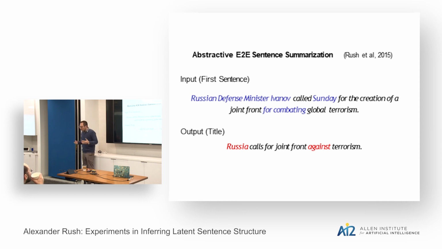The other problem we work on is natural language generation. We introduced some of the first models for neural abstractive summarization. These are models that take in a source sentence, in this case, and produce a shorter sentence. This uses extensions upon the neural machine translation structure I've shown so far. So given a sentence like "Russian Defense Minister Ivanov called Sunday for the creation of a joint front for combating global terrorism," we'd like to output "Russia calls for joint front against terrorism."